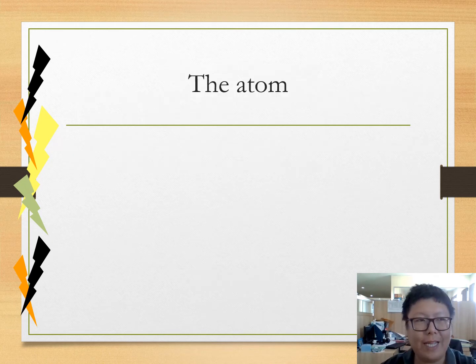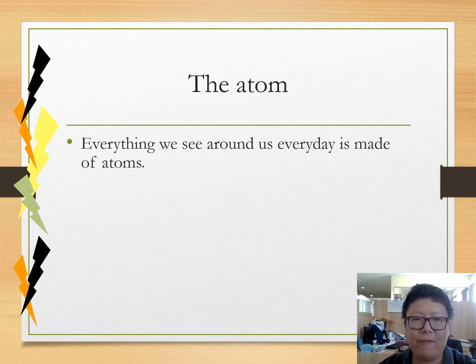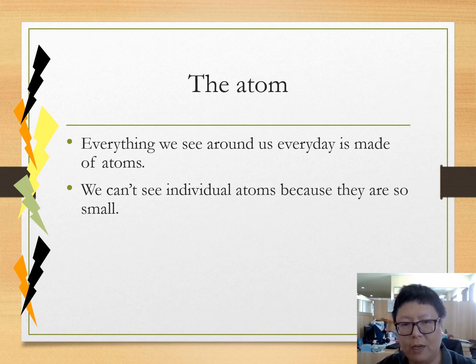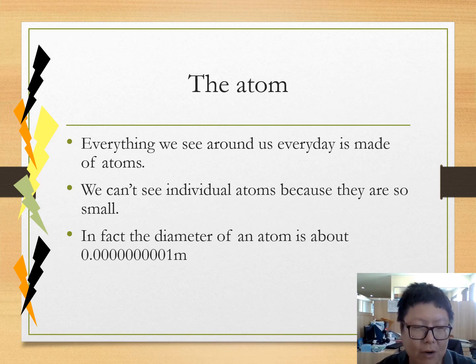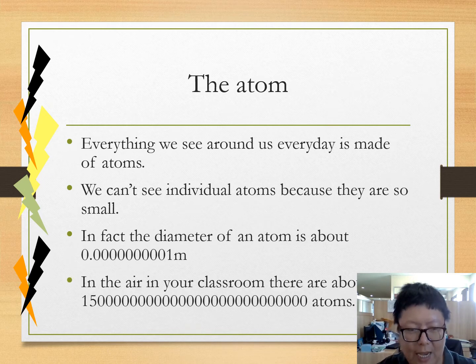So what is an atom? Everything that we see around us every day is made of atoms. We cannot see individual atoms because they are so small. You can imagine how small the diameter of an atom is. It's extremely small, so small that a microscope cannot read this size. In the air in your classroom, there are a lot of atoms.